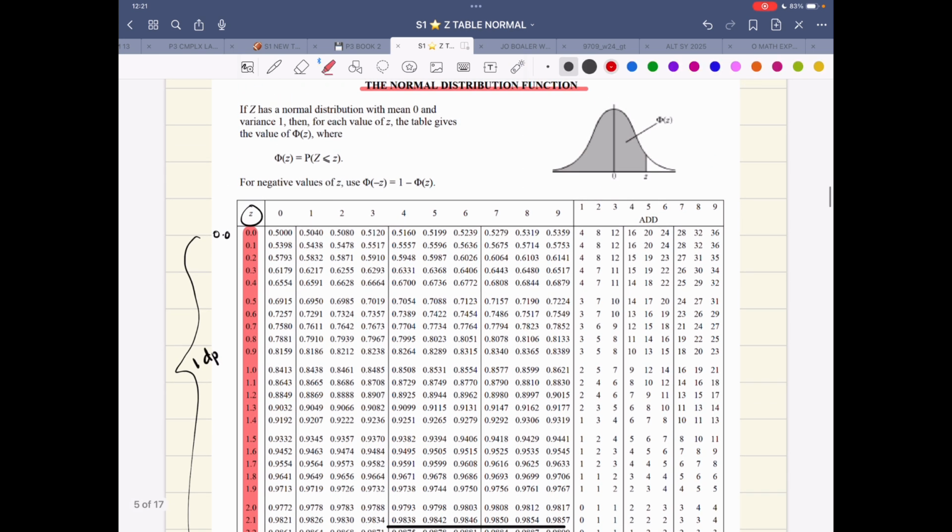Over here, this is the 2nd decimal place value of z. And over here, the 3rd one where it also says add, this is the 3rd decimal place value. Now also focus on one other thing, that is the shading. There is this value z, and the area to the left of this particular value is shaded.